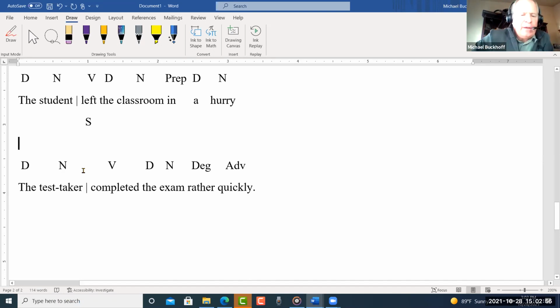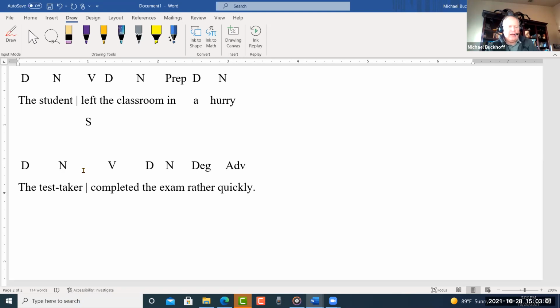Okay, now the next step is we need to group our noun phrases together. Let's see if we can figure that out. How many noun phrases do you guys see?